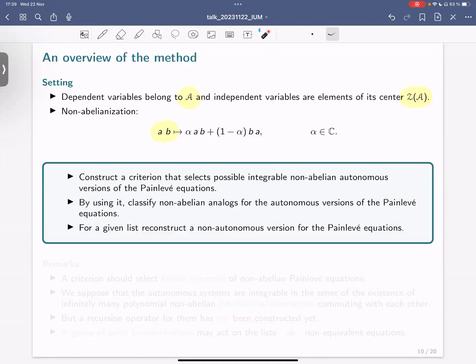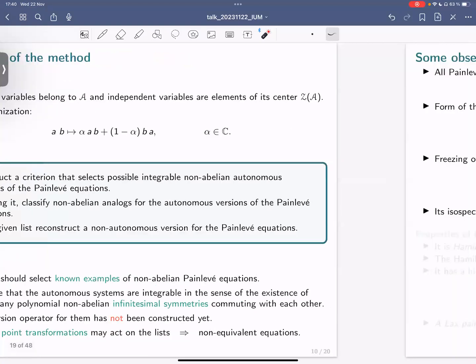So in order to find a candidate for a non-Abelian analog of the Painlevé equation, we need to construct a criterion. Then by using this criterion, we will classify non-Abelian analogs for the autonomous versions of the Painlevé equation. So yes, Painlevé equations are non-autonomous, but we will first consider their autonomous versions, classify non-Abelian analogs for the autonomous versions, and then we will recover from the autonomous version its non-autonomous version. And then for a non-autonomous version, we will find its isomonodromic Lax pair.